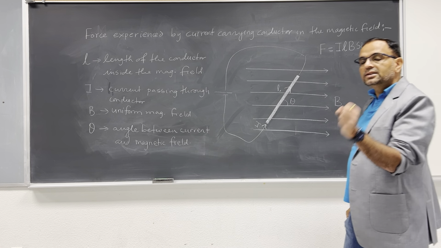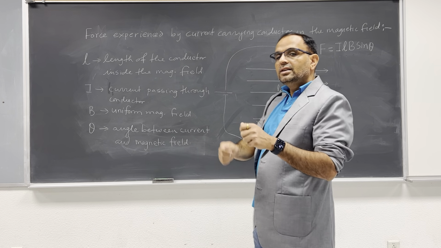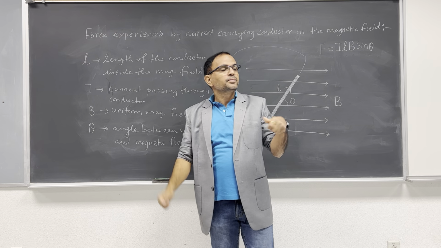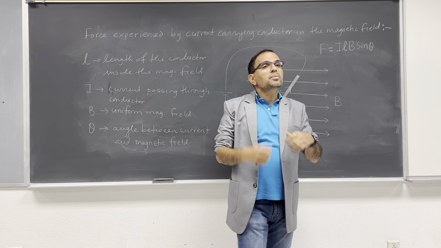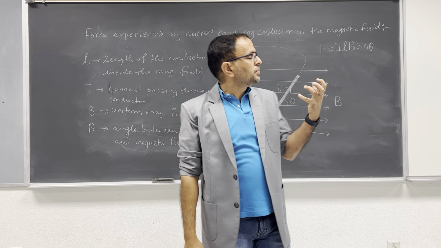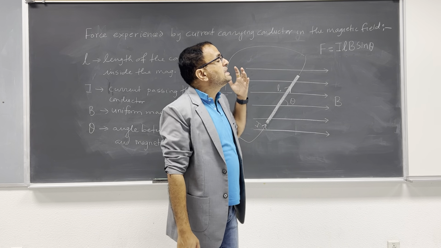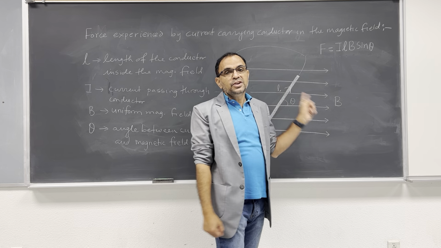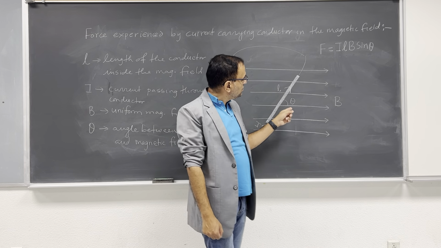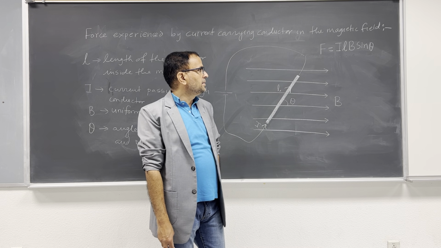So if you increase the current, the force increases. If the length of the conductor inside the magnetic field is long, the force is big. If the magnetic field is also big, then in that case also the force is big. And it also depends on the angle between I and B, the angle between the current and the magnetic field.